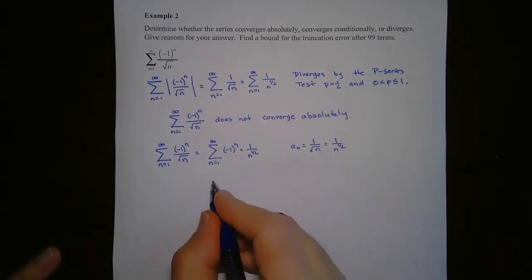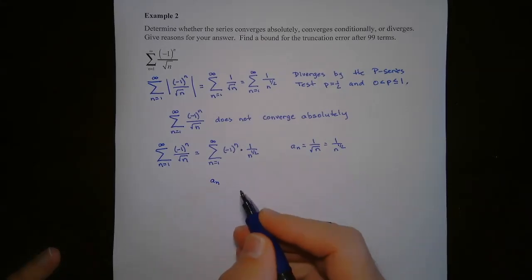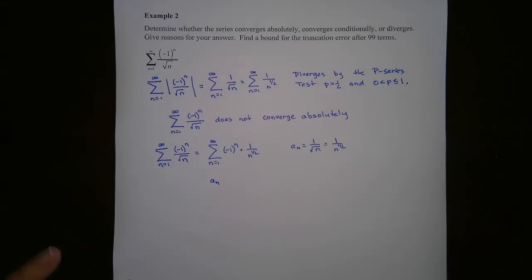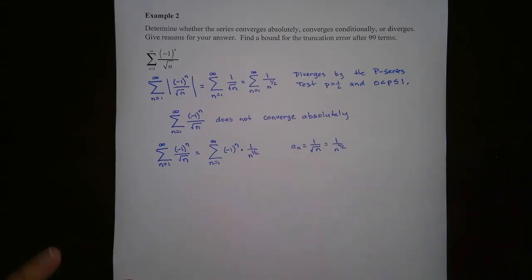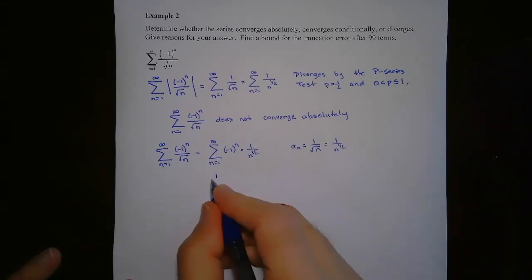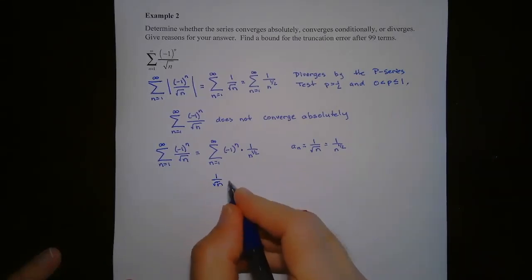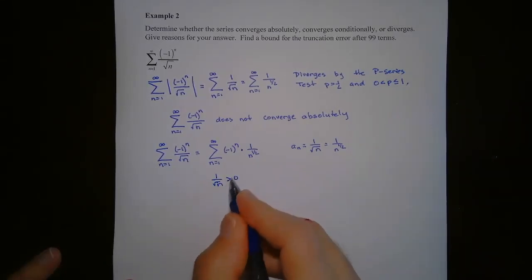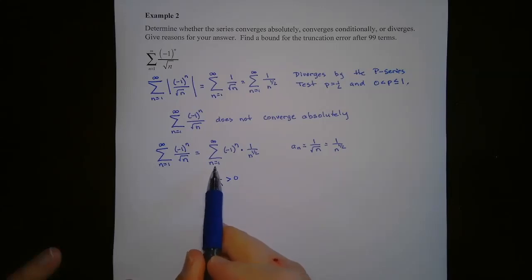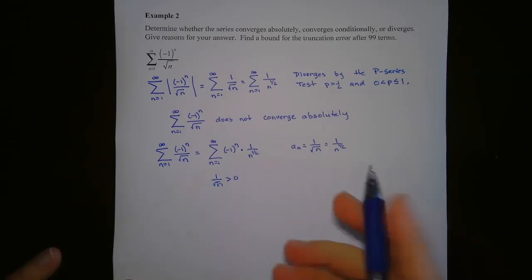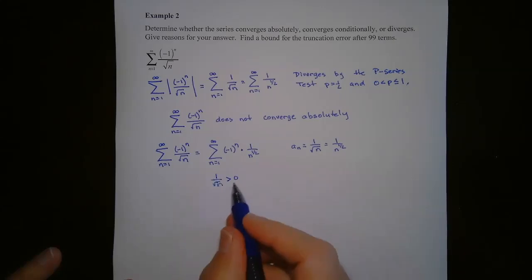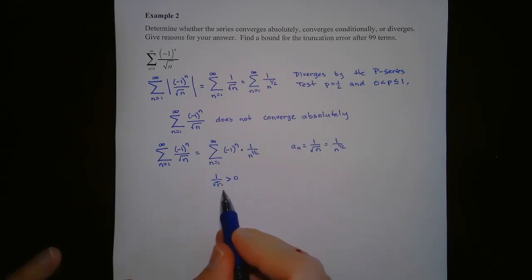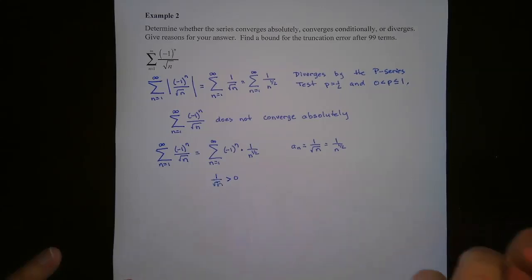So we have to establish, is a sub n, actually let me rewrite this. Let's just write 1 over the square root of n. That is greater than 0, because n is going to be positive, right? Because n is 1, 2, 3, 4, 5, and so on. So this denominator is going to be positive, which makes the fraction positive. So we're showing that a sub n is always going to be greater than 0.